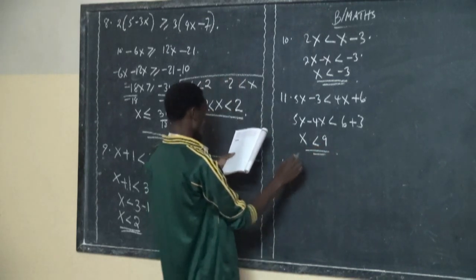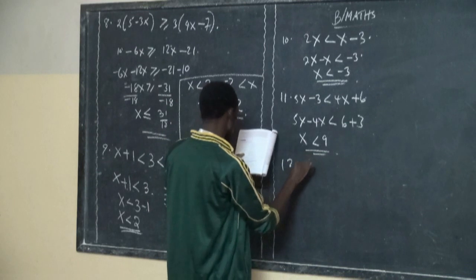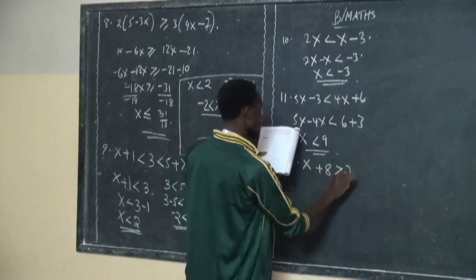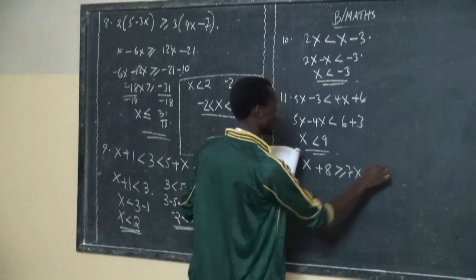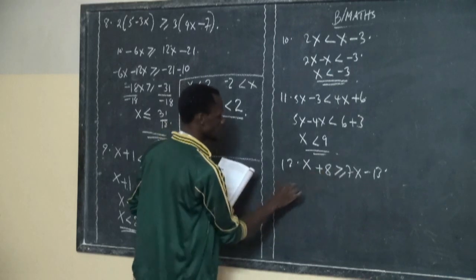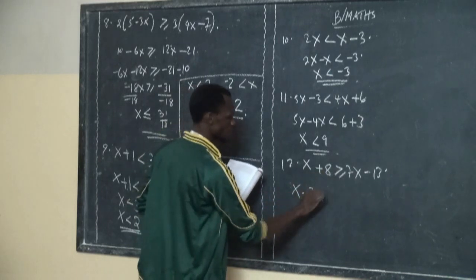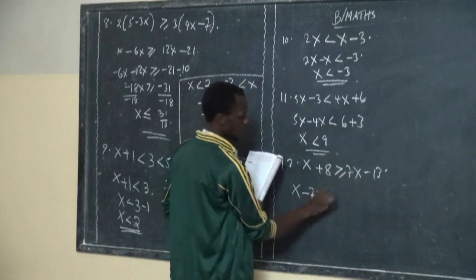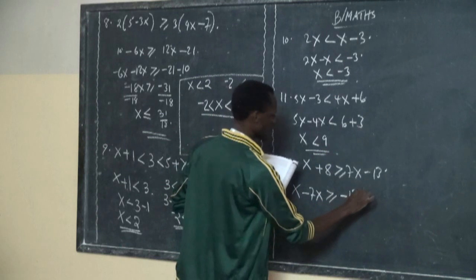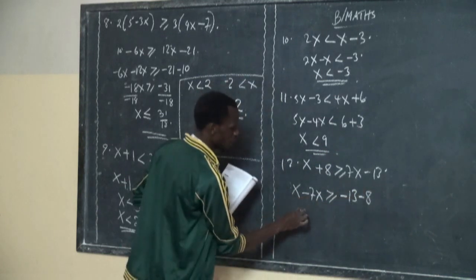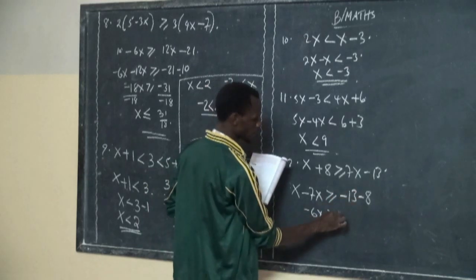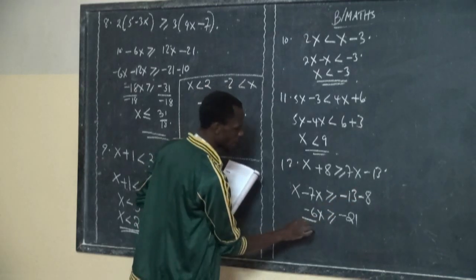Now 12. Then we have x plus 8 is greater than or equal to 7x minus 13. This also is simple. Collect the like terms. Now, this is x minus 7x, because this is positive. Now, it's greater or equal. Now, taking this to the other side, negative 13, negative 8. Now, here, we have negative 6x is greater than or equal to negative 21. We divide by negative 6.